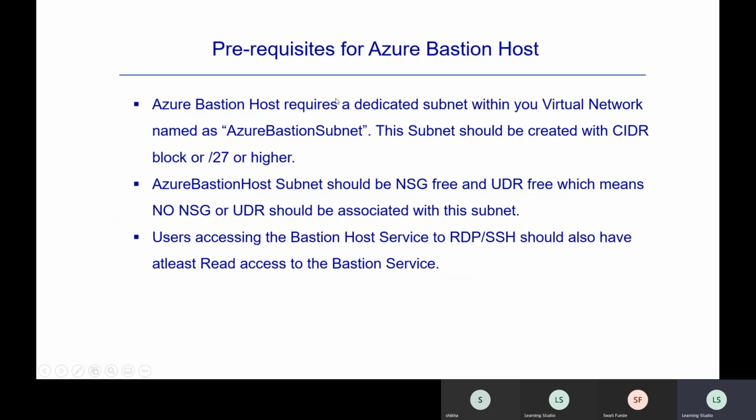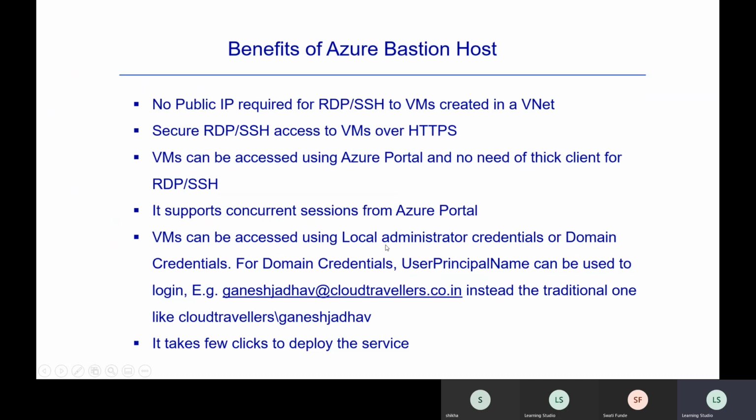So with this, we will go ahead and create this Azure Bastion subnet first in one of our virtual networks. We'll ensure that we are not assigning any network security group and user defined routes to that specific subnet. And then we will also see this third point when we will be accessing the actual virtual machine.